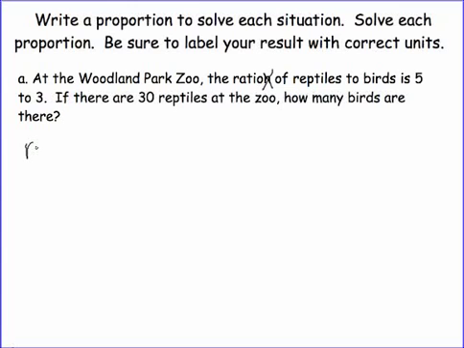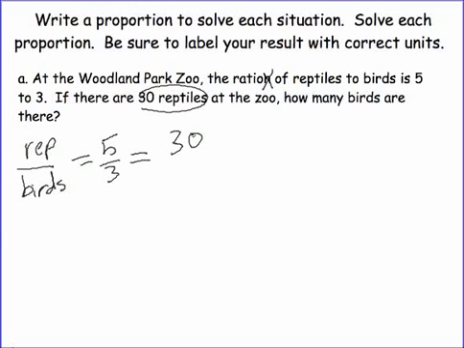So reptiles to birds, this is one way to write a ratio, right? Reptiles over birds equals 5 over 3. Okay, if there are 30 reptiles at the zoo, how many birds are there? So we know there's 30 reptiles, so reptiles goes on top in this ratio. So we're going to put 30 on top. And then we don't know how many birds there are. Question mark, how many birds?